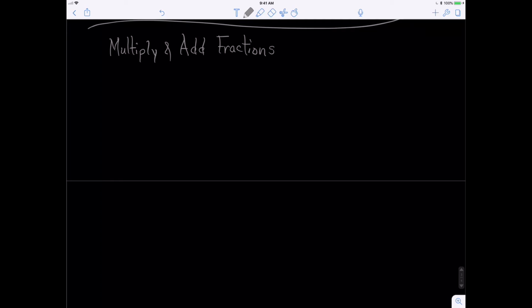Hi. In this video, we're going to continue looking at fractions. And what we're going to do is multiply and add fractions. So that's what we're going to do to continue lesson 3.